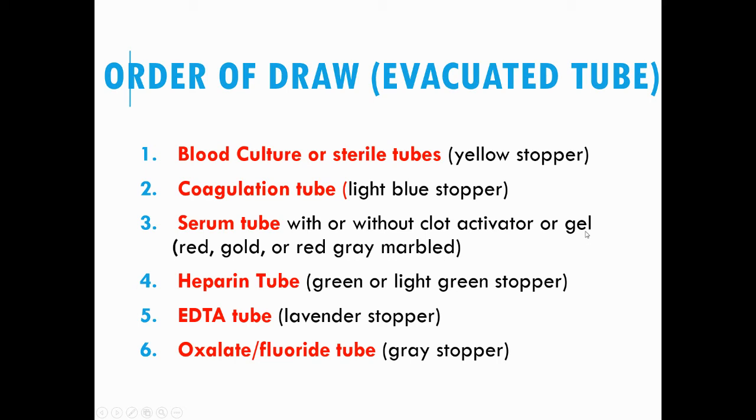So you draw the blood culture first because we need to avoid contamination in our specimen. The blood culture goes first, then the light blue, and then the serum separator tubes. So we need to take note of the order of draw.